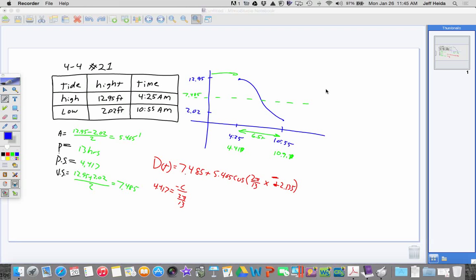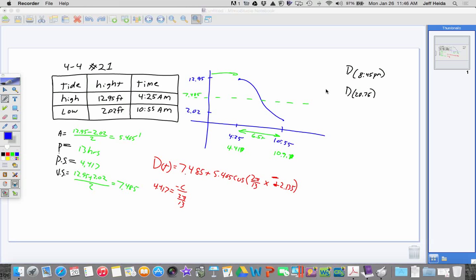Now, you are supposed to find the depth of the water at what time? 8:45 p.m. The depth of the water at 8:45 p.m. Okay, so it's 8:45 p.m. What do you put into your calculator for time? 20.75, because 8 p.m. is 20 hours after midnight.